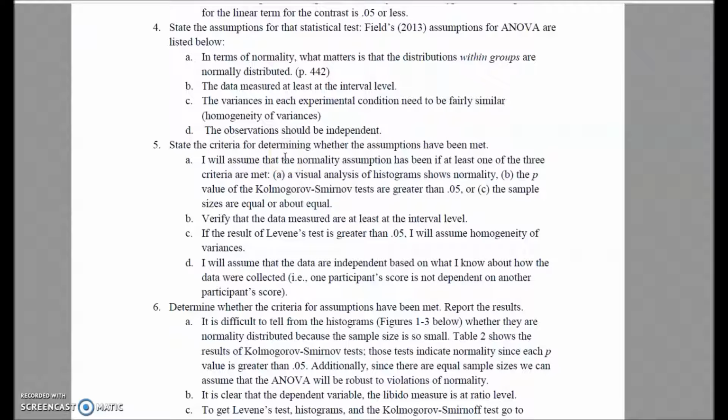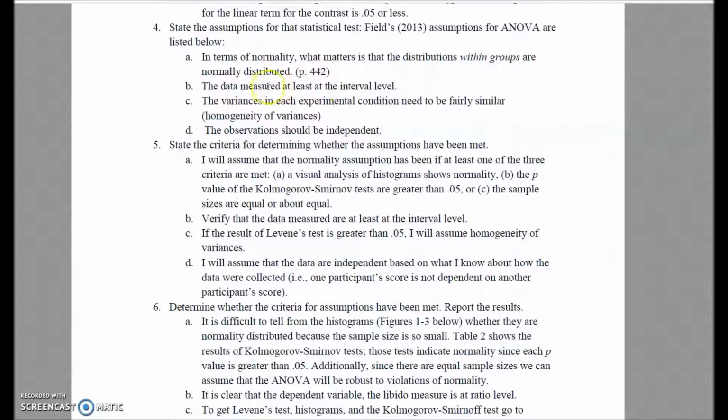So let's state the criteria for assumptions. For the first assumption, normally distributed, we have three criteria. One is the visual analysis of histograms: do they show normality or not? We will look at the p-value of the KS test, whether it is greater than or equal to 0.05. And then we will look at the sample size, whether it is more than 30.